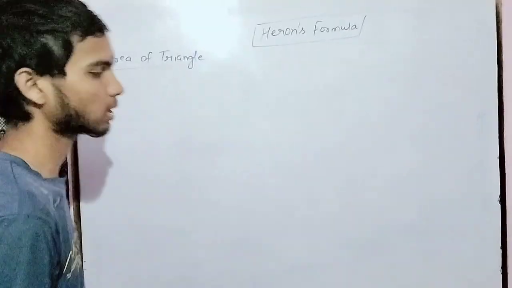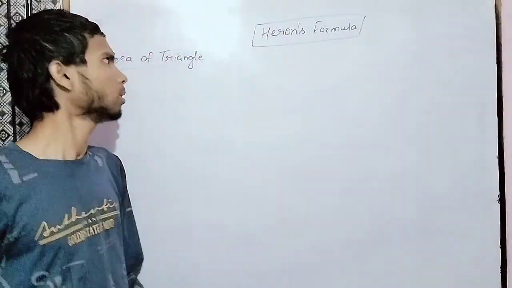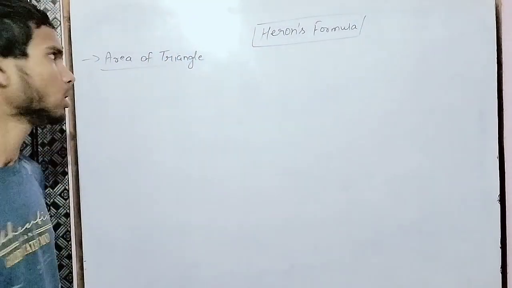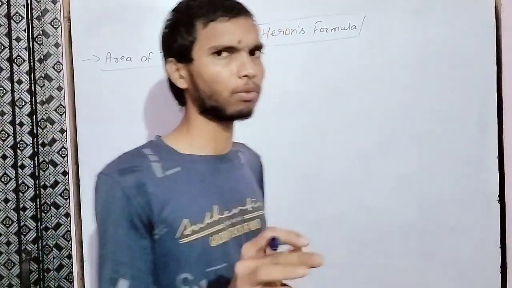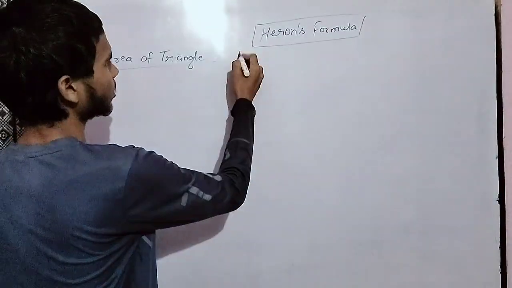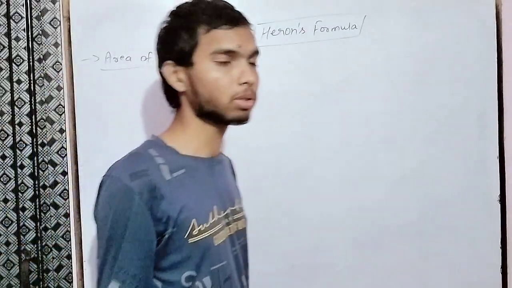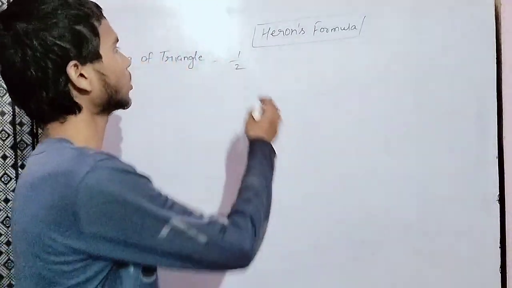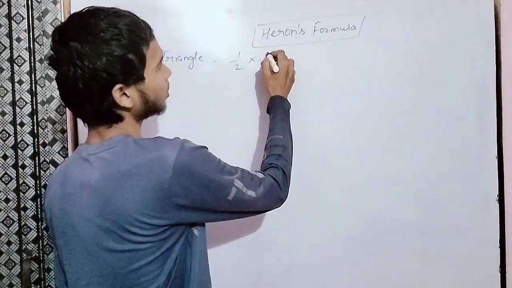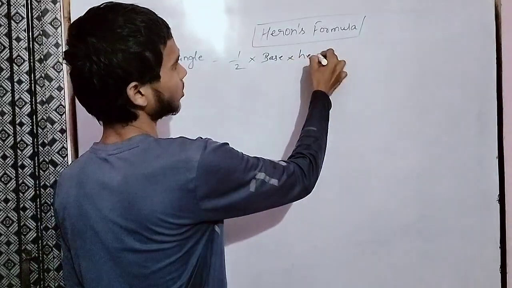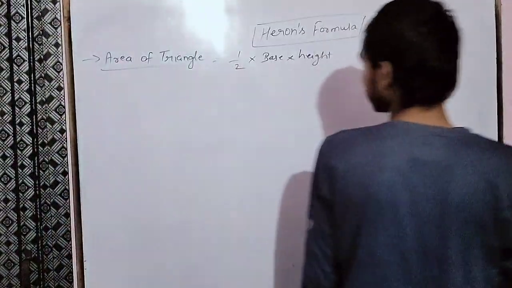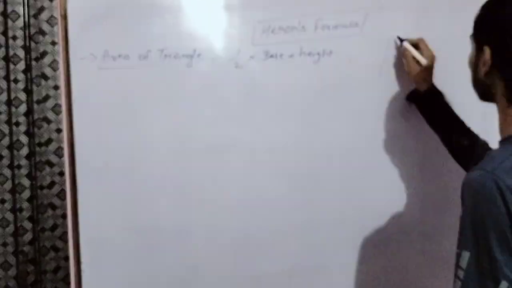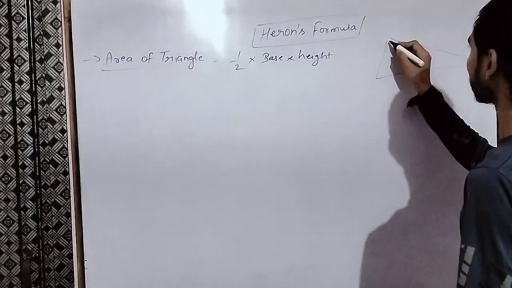First of all, try to understand the meaning of this formula. Before this formula, what did we use to find the area of a triangle? We used to do 1 by 2 into base into height. This is the formula that we used to find the area of a triangle.